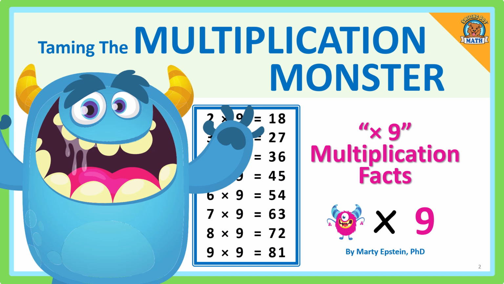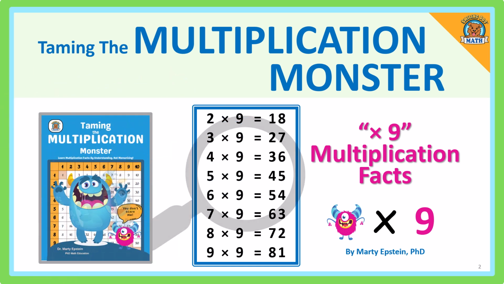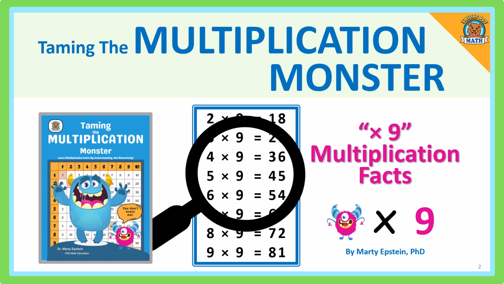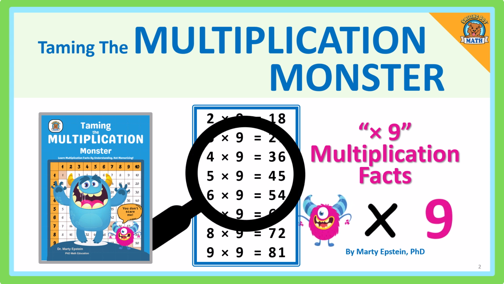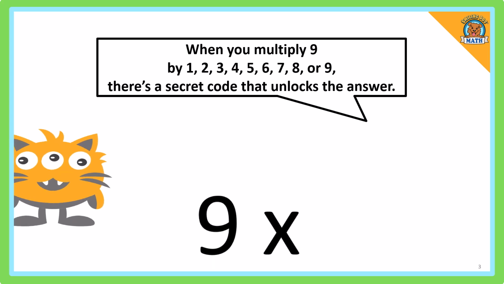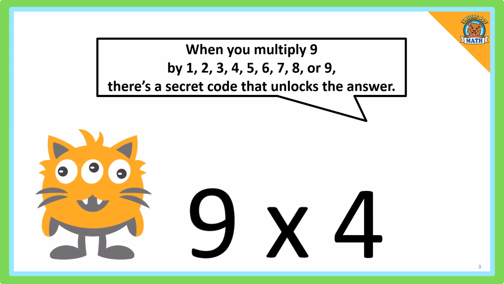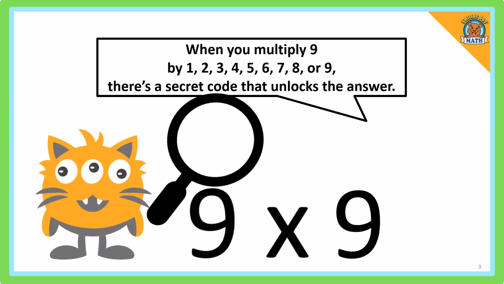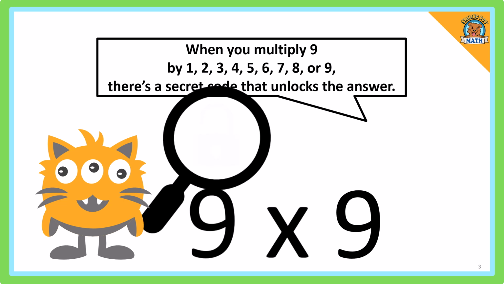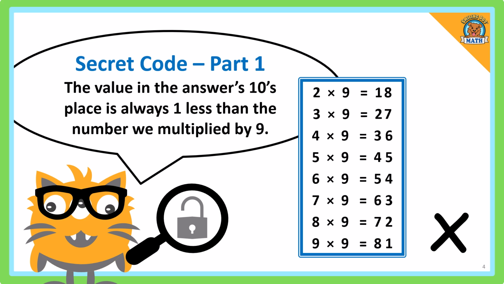Let's tame the multiplication monster and learn the secret code that unlocks all your times 9 multiplication facts. When you multiply 9 by 1, 2, 3, 4, 5, 6, 7, 8, or 9, there's a secret code that unlocks the answer. Here's the first part of the secret code.